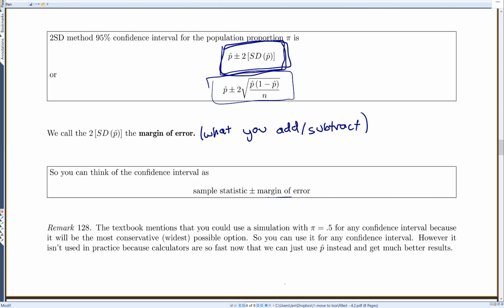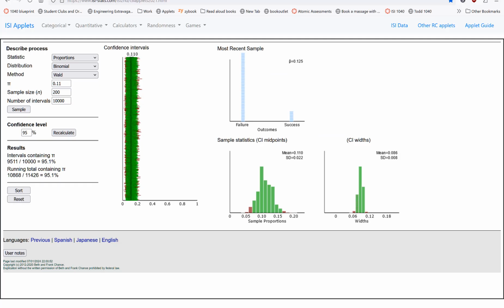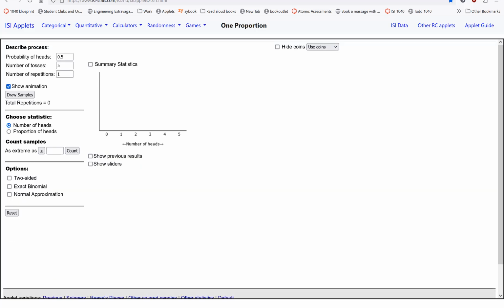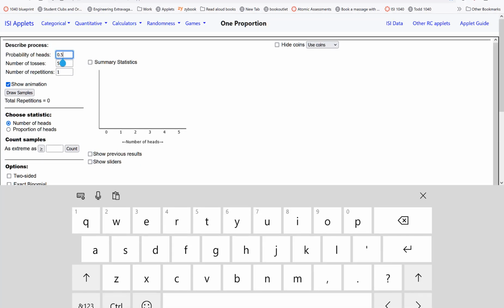Okay. Now, as a note here, if we want to run the simulation, let me pull up what the simulation looks like. So if you go to the one proportion applet, it's going to ask you for the probability of heads. Well, that's your population proportion. But what are you going to put in here to run a simulation to find the standard deviation? You can't put in the actual population proportion because you don't know the population proportion.